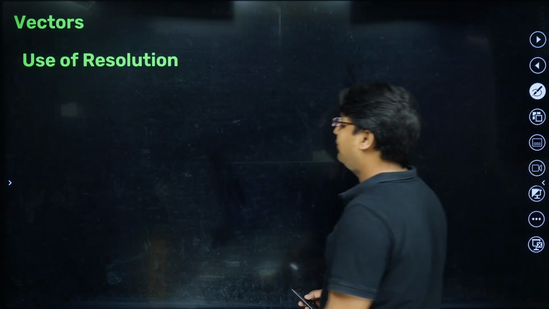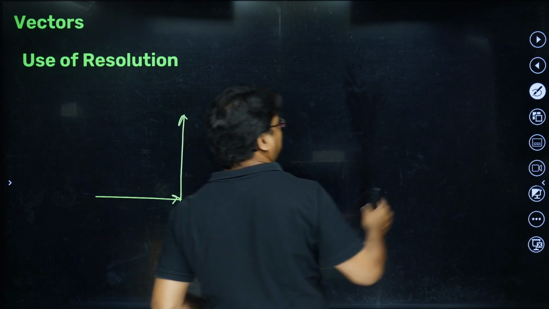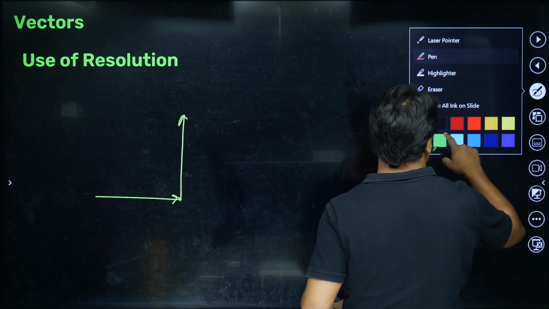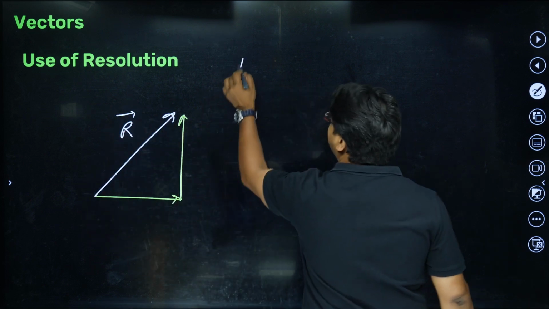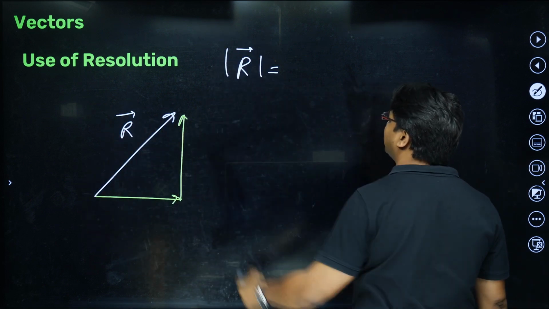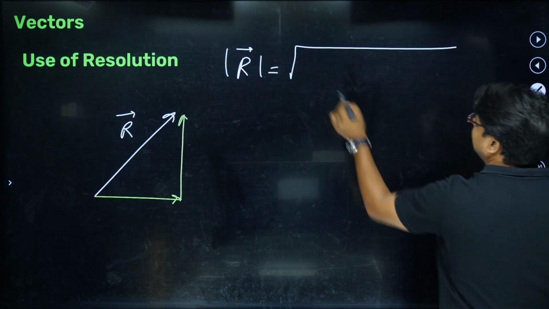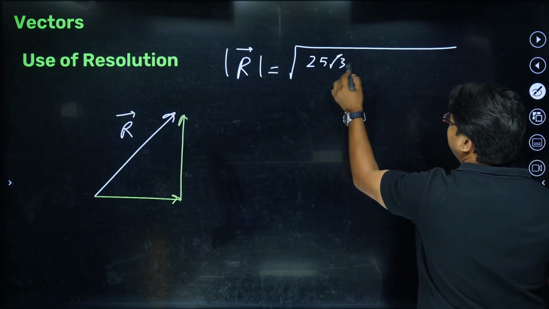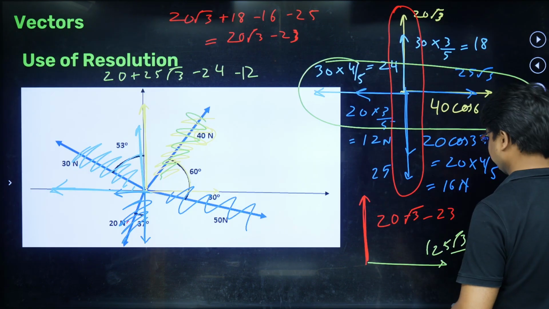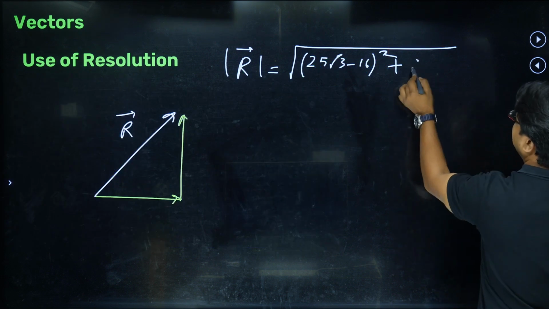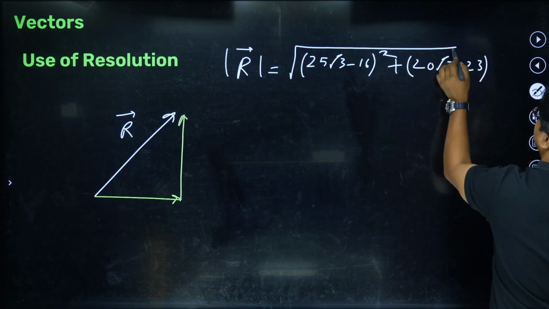So now we have one vector in this direction, the other vector in this direction. So the resultant now would be this one. And not only this, you can now directly write the magnitude from the Pythagoras theorem. So it would be root of (25 root 3 minus 16) square plus (20 root 3 minus 23) square.